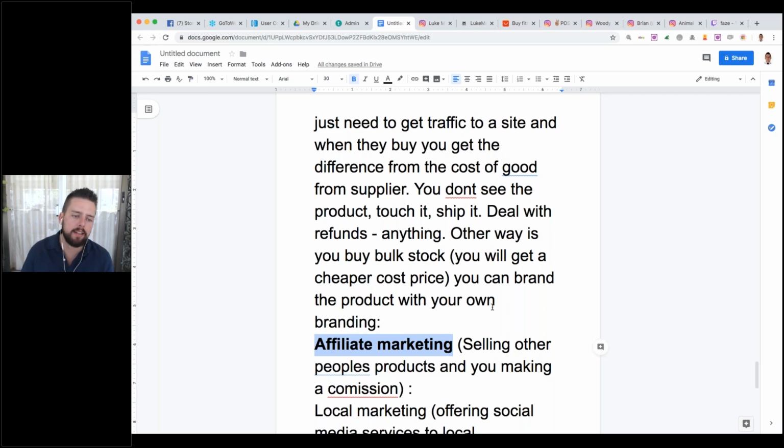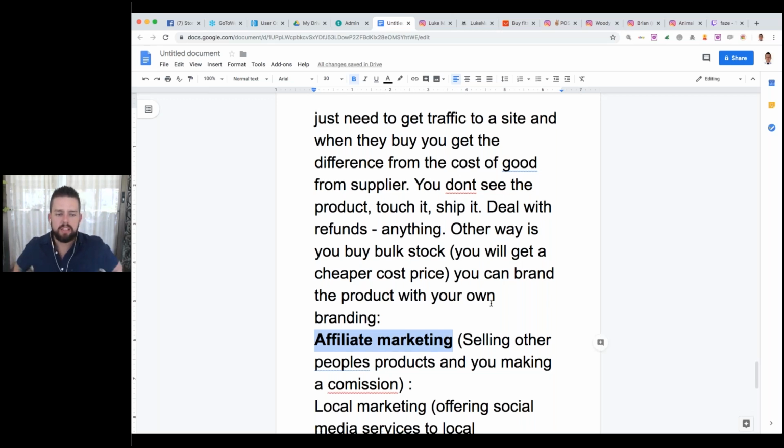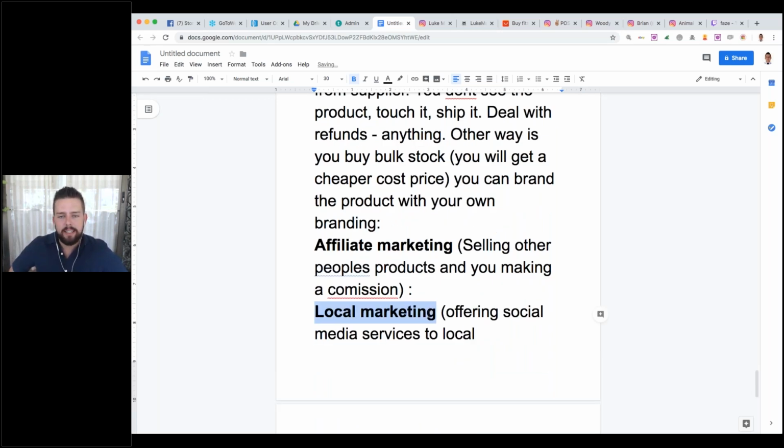And local marketing, this is the beauty of local marketing: you can essentially go to local businesses, just email them online, contact them and offer them services. And if you know what the trend is, you can be ahead of the game of everyone else.